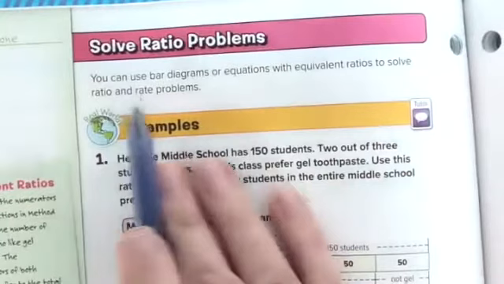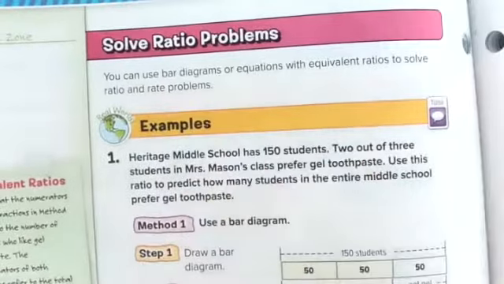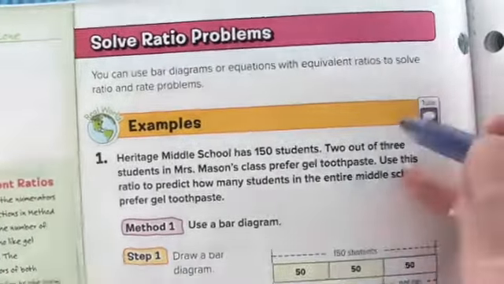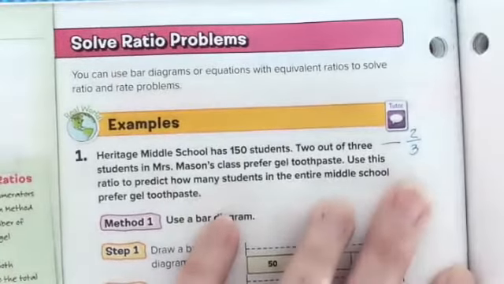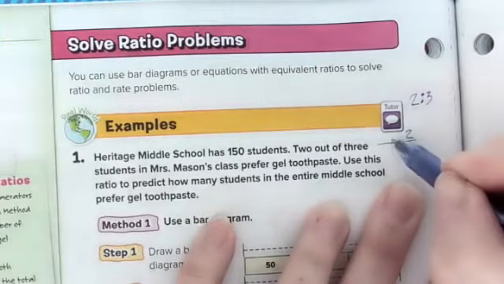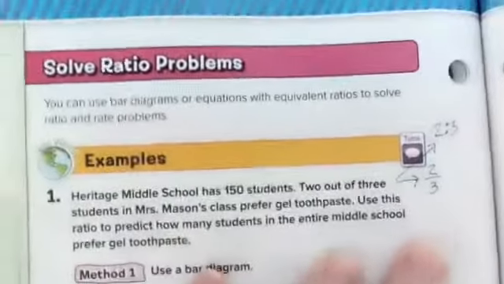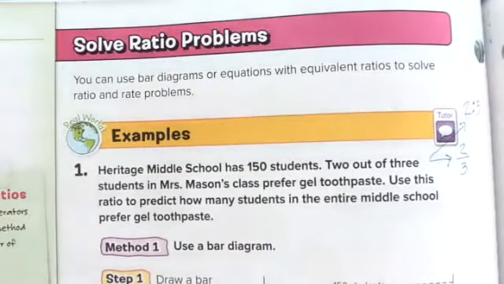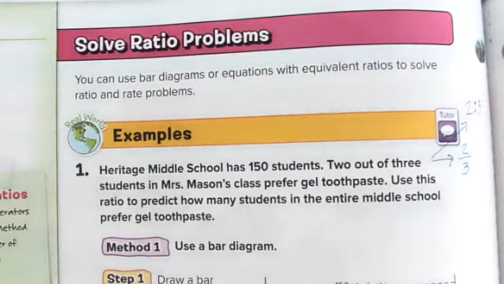Solving ratio problems. You can use bar diagrams or equations with equivalent ratios to solve ratio and rate problems. Example 1, Heritage Middle School has 150 students. 2 out of 3 students. So when I see that, I'm going to write the ratio 2 out of 3 or the fraction 2 over 3. 2 out of 3 students in Mrs. Mason's class prefer gel toothpaste. Use this ratio to predict how many students in the entire middle school prefer gel toothpaste.